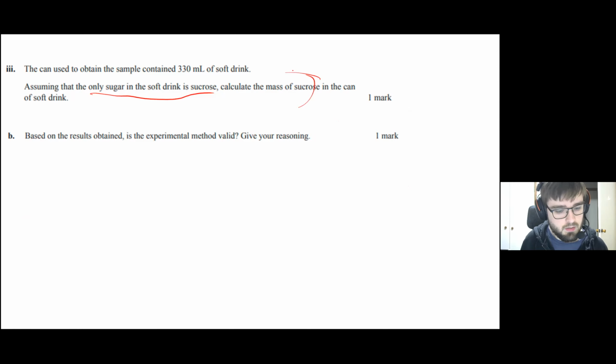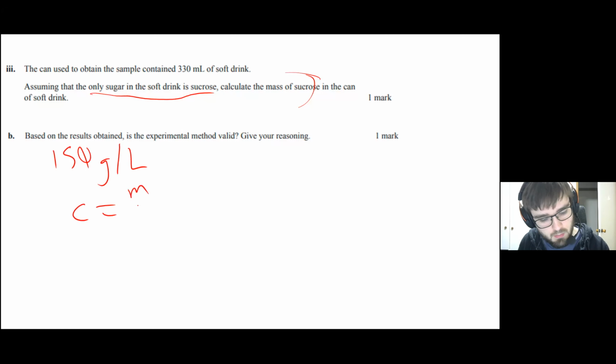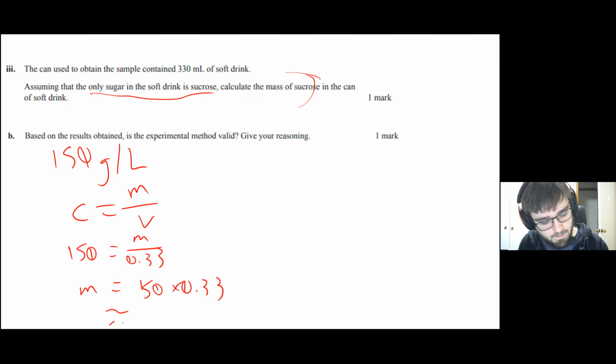So we had this here, 150 grams per liter. C equals M over V. We've got 330 mL, which is 0.33 L, i.e. basically a third. So M is going to be equal to 150 times 0.33. And then that should be basically just 50. 49.5, if we want to be precise. I had that to 2 significant figures, so I'm going to round that to 50. And our unit is grams. 50 grams there.